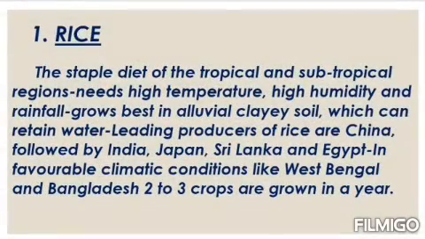The first topic is rice. It is one of the food crops in India. The staple diet of the tropical and subtropical regions, it needs high temperature, high humidity and rainfall. It grows best in alluvial clay soil which can retain water. Leading producers of rice are China, followed by India, Japan, Sri Lanka and Egypt. In favourable climatic conditions like West Bengal and Bangladesh, 2 to 3 crops are grown in a year.